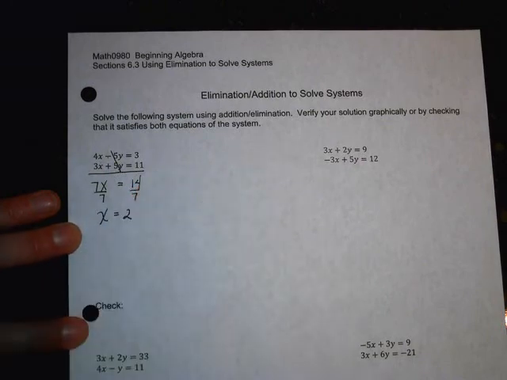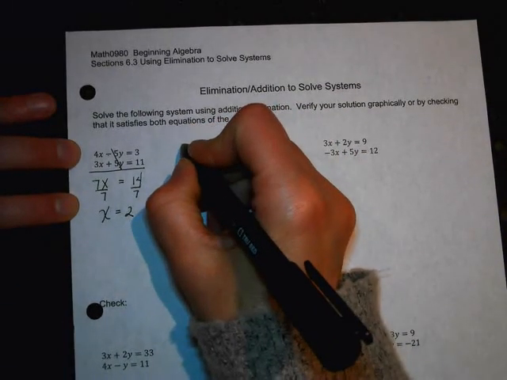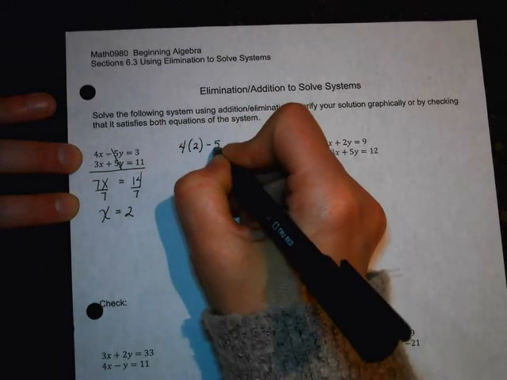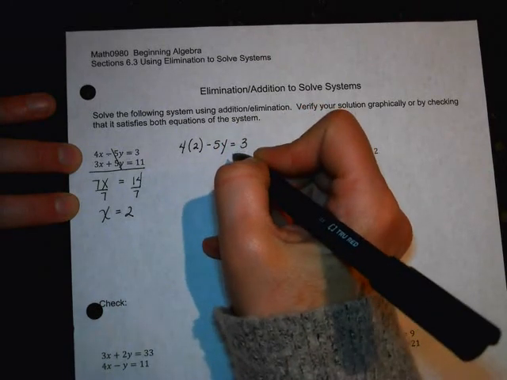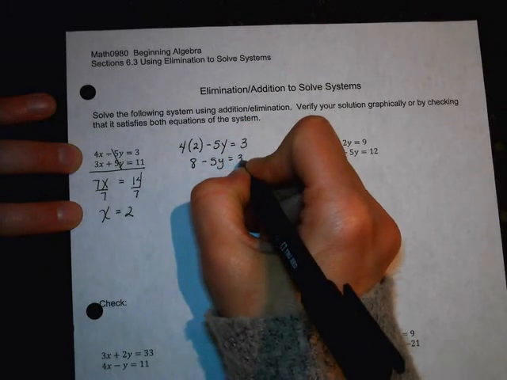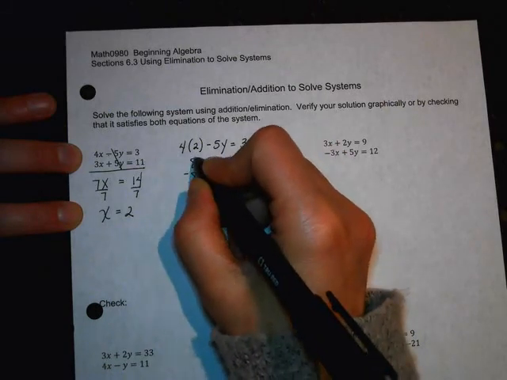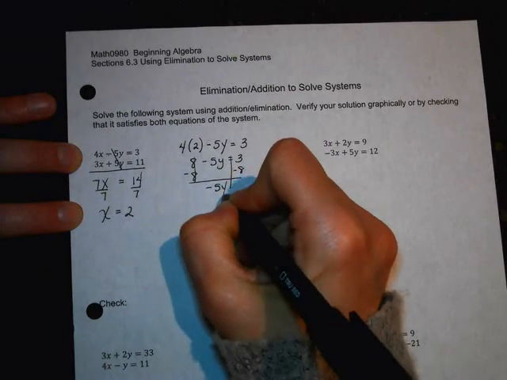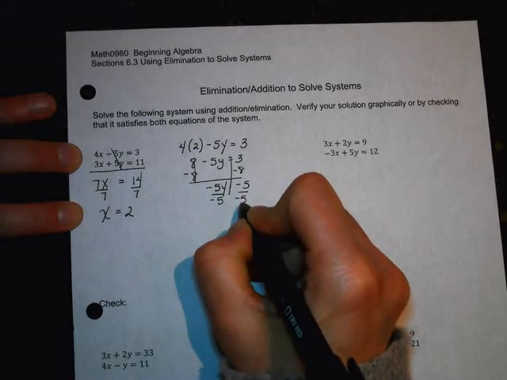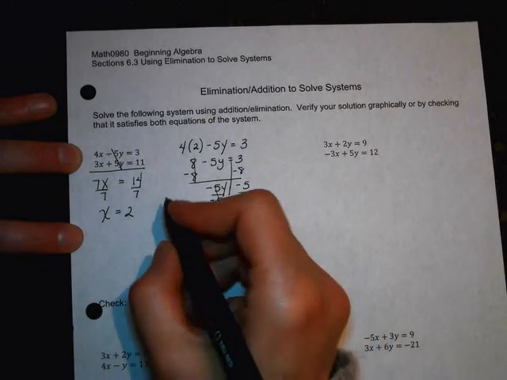Alright, so pick one of the equations and we'll substitute in here. I'm going to use the first equation. We're going to substitute in x is 2 to solve for the other variable, because remember they're ordered pairs. So 8 minus 5y equals 3. Let's subtract 8 from both sides. So -5y equals -5, and then we'll divide by -5. So y is going to equal 1. So there's my ordered pair, (2, 1).